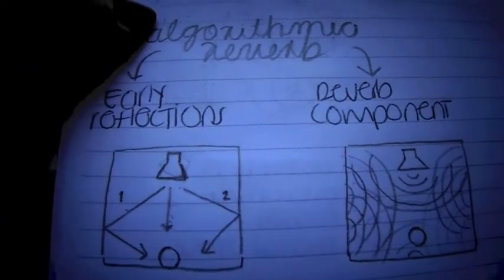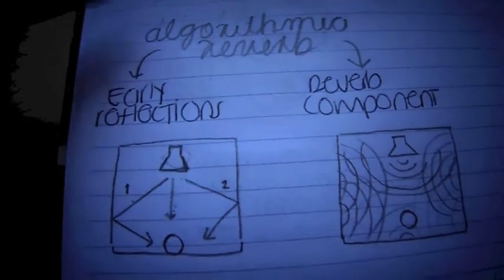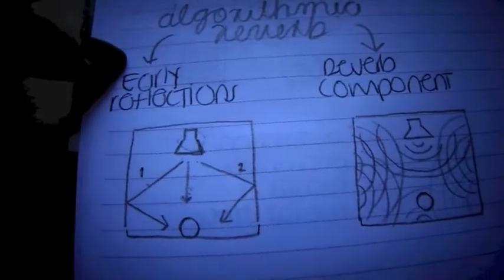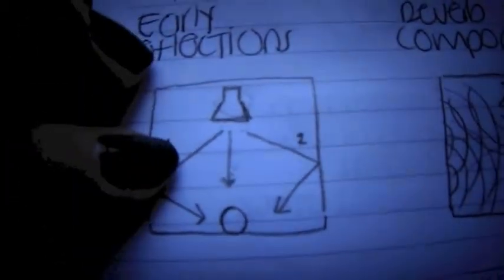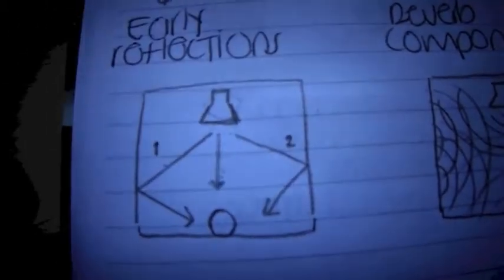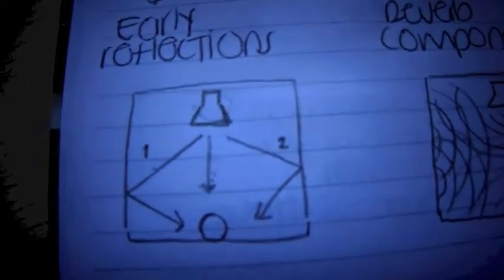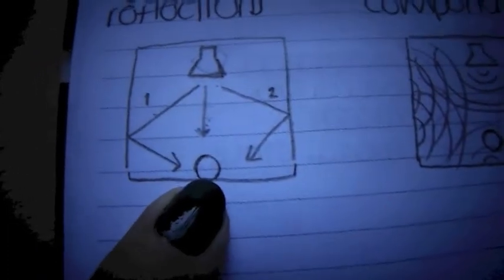So what the algorithmic reverb does is that it divides the sound into two parts. The first part is the early reflections. And okay, let's see this illustration. Let's imagine this is a basic room, with four walls. Right here, we have the sound source, and down here, we have the listener.